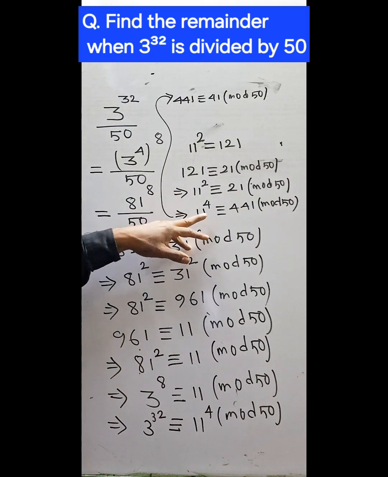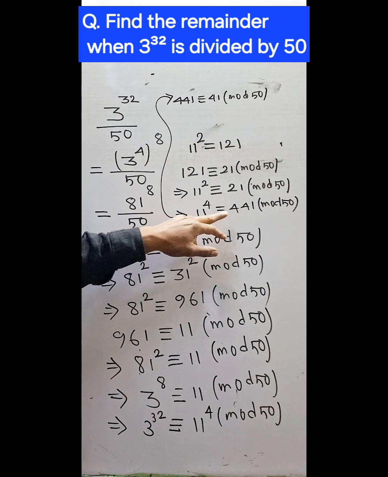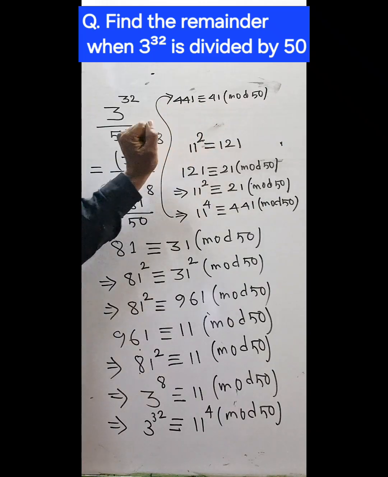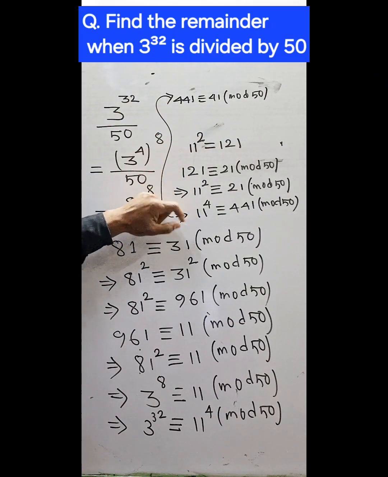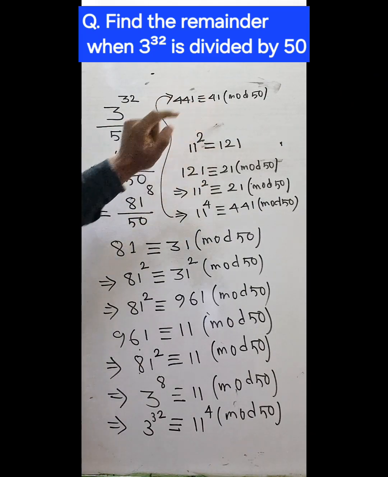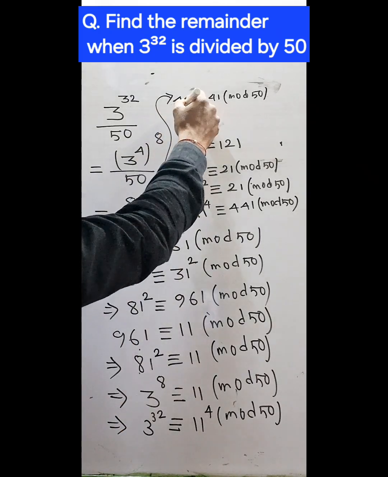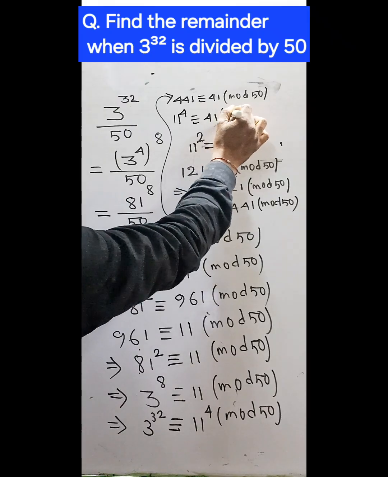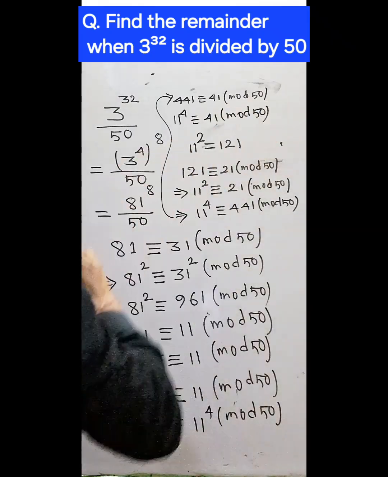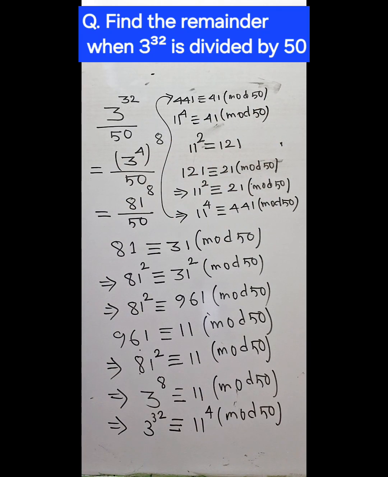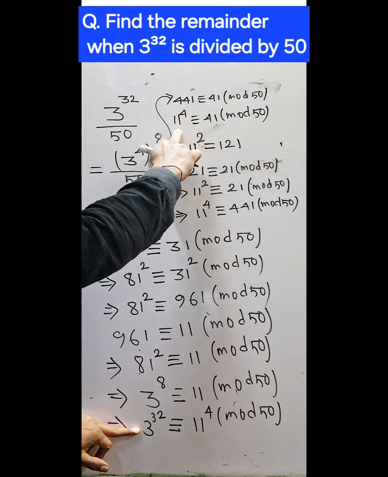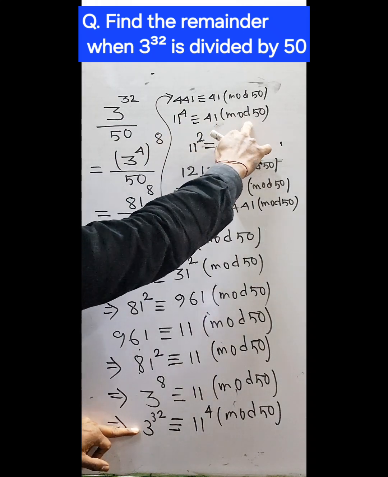Now see, it's a transitive relation. 11 to the power 4 is congruent to 441 modulo 50. Again 441 is congruent to 41 modulo 50. So from this and this you can say 11 to the power 4 is congruent to 41 modulo 50. So let me write here: 11 to the power 4 is congruent to 41 modulo 50. Now come to this step. See, 3 to the power 32 is congruent to 11 to the power 4 modulo 50. And you have come here: 11 to the power 4 is congruent to 41 modulo 50.